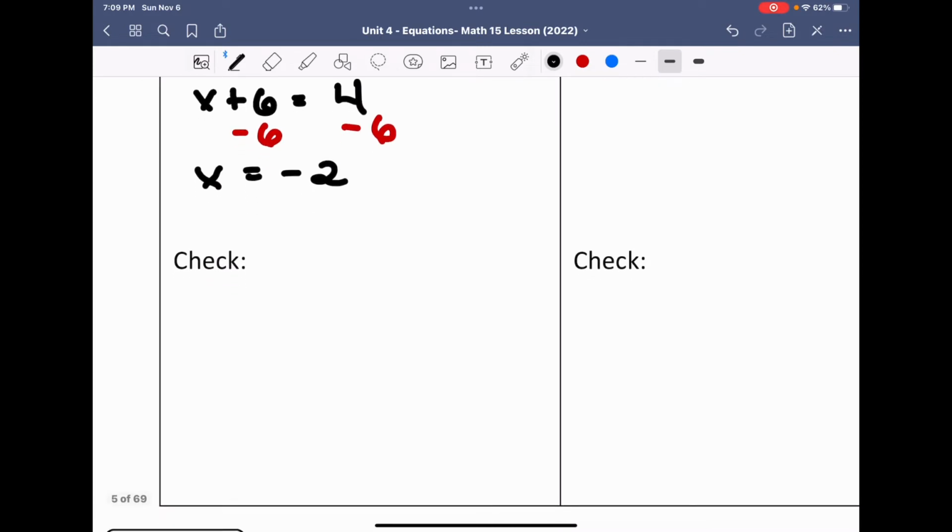If we go to check it, we have to plug it in with brackets. Negative 2 plus 6 is equal to 4. We know a negative 2 plus 6 is equal to a positive 4.